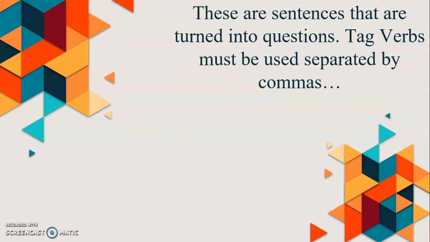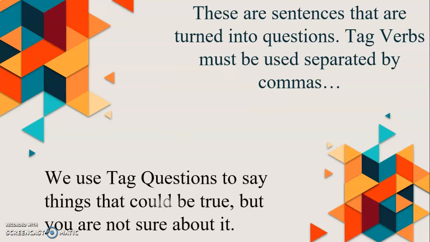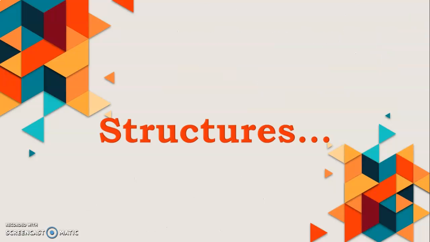We use tag questions to say things that could be true, but you are not sure about it. Basically, we use tag questions to verify if what we are saying is true or not. So we want to be sure if that's true or if that's false. Now let's go over the structures of tag questions.